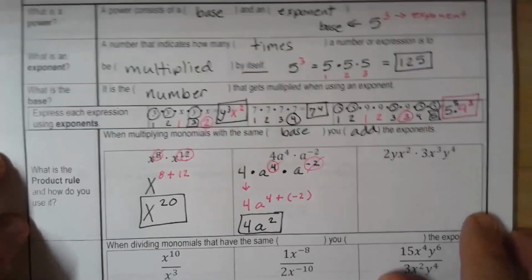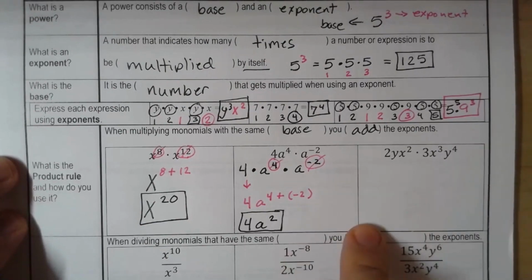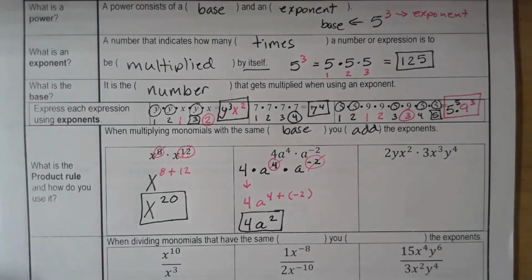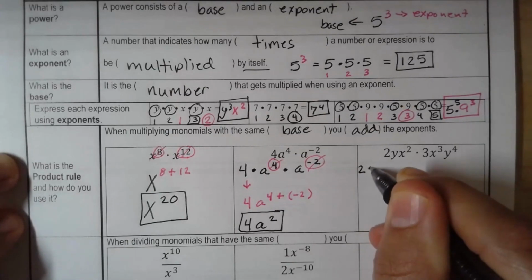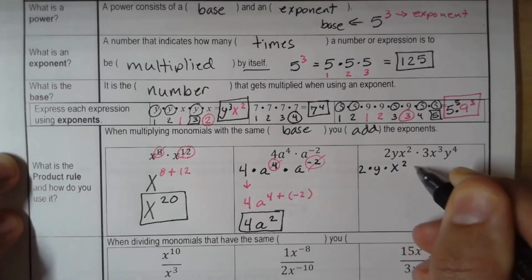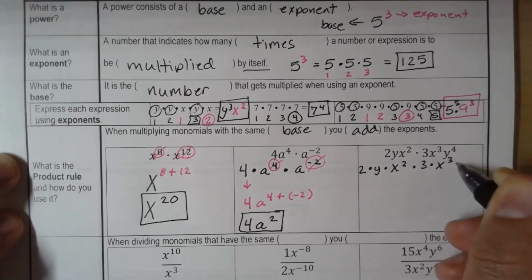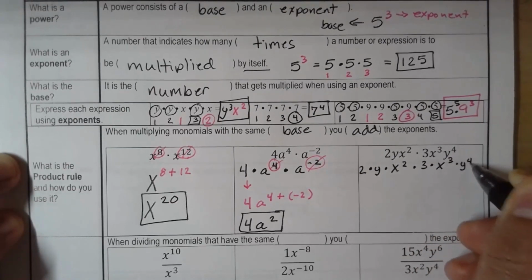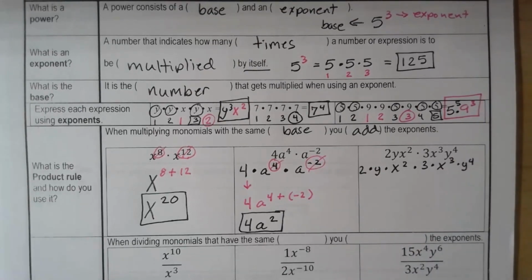Now at this point, I want you to pause the video and try this third one on your own. But then after you do it and you think you got the right answer, hit play on the video and see what I got and compare it. So this is how we're going to solve this one. I'm going to rewrite it as 2 times y times x squared times 3 times x cubed times y to the 4th. So notice I got it all broken up and spread apart from each other.